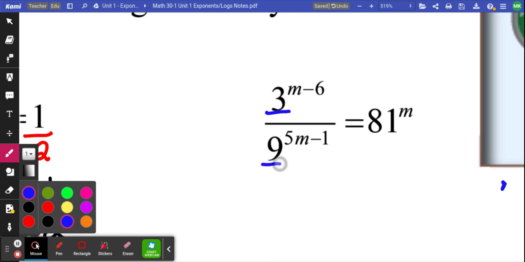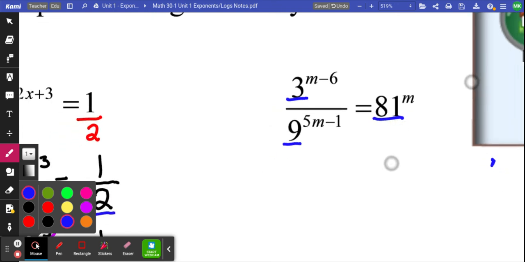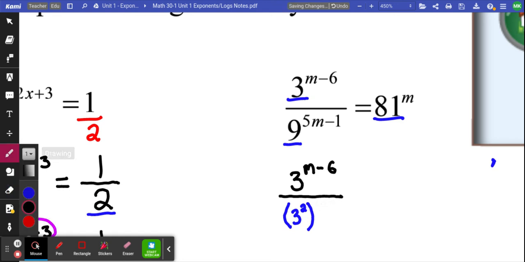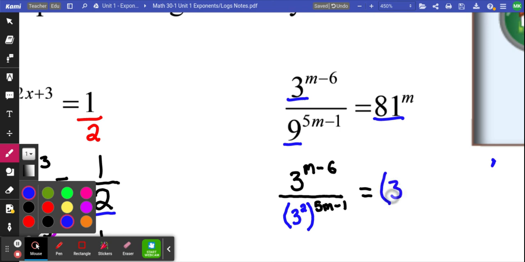Yeah. There we go. 3, 9 and 81 can all become 3 to the power of something. So this first one is staying the exact same: 3 to the power of m minus 6, divided by, the second one is 3 squared to the power of 5m minus 1. And the right side is 3 to the power of 4, to the power of m.